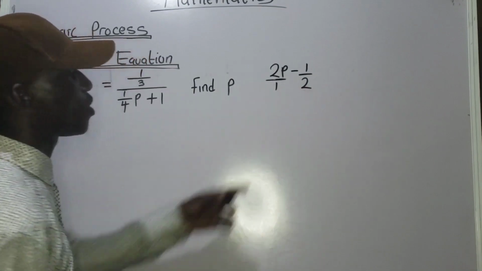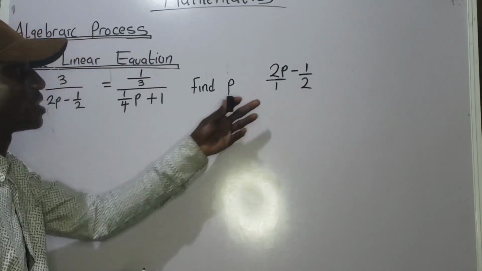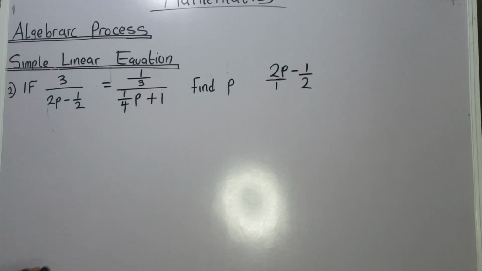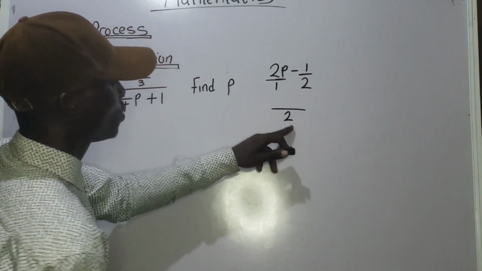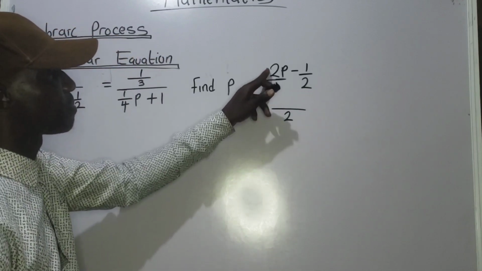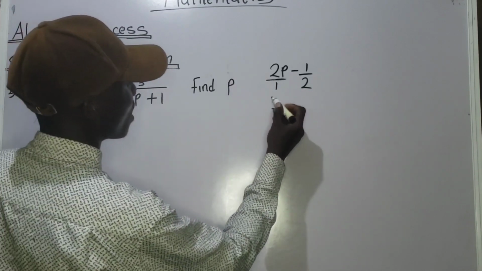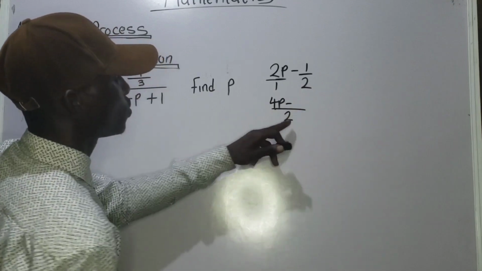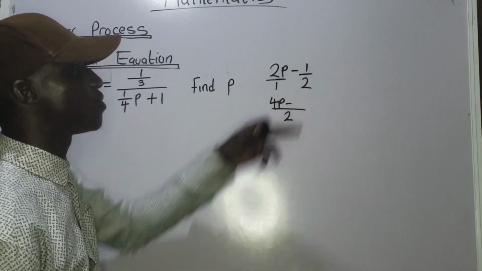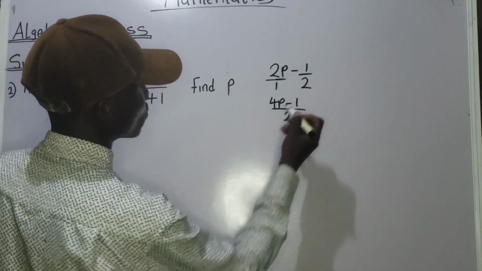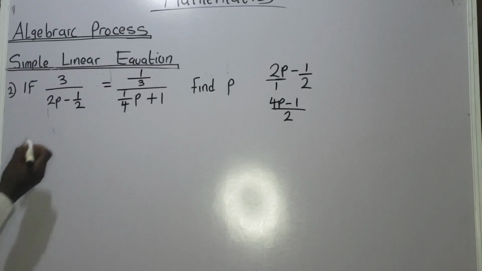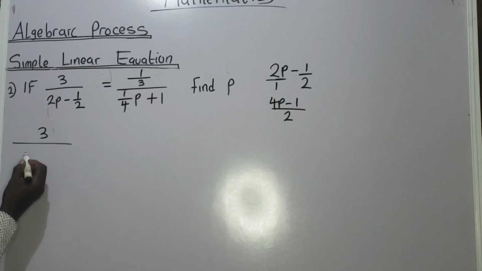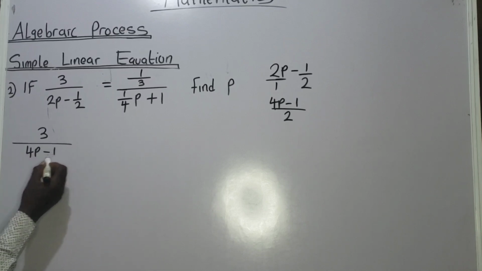Okay, so that we can take the LCM. Now the LCM of 2 and 1 is the product of 2 and 1. When you take the product of 2 and 1, you're going to get 2. Okay, so the LCM here is what? 2. Now 2 divided by 1 is what? 2. 2 multiplied by 2p, that is 4p. So I'm going to have 4p minus 2 divided by 2 is 1. 1 multiplied by 1 is what? 1. So 4p minus 1. That is the simplified version of the denominator. Okay, so let's begin. 3 all over 4p minus 1 all over 2.